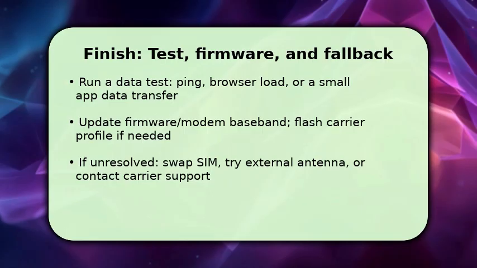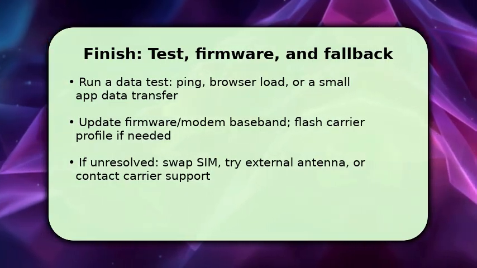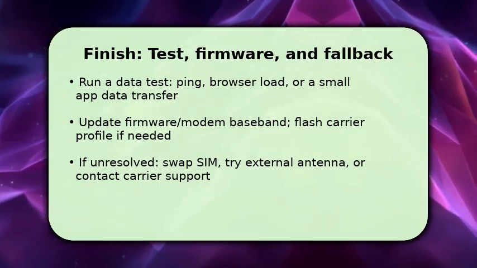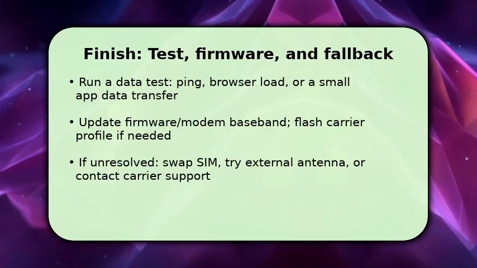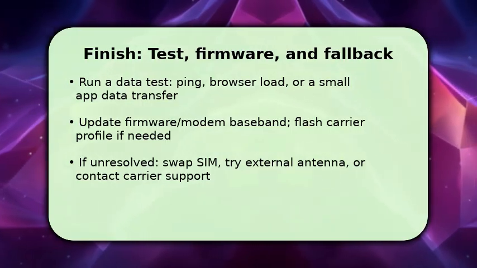Apply carrier profile updates if available. As a last step, try a known good SIM or an external antenna to rule out weak signal. If problems persist, contact your carrier with logs and the exact error codes so they can reprovision or escalate.